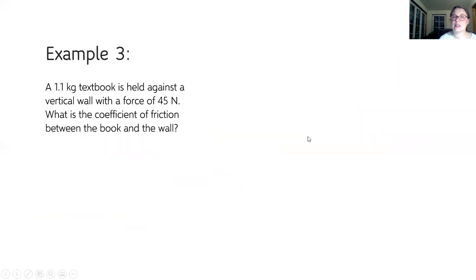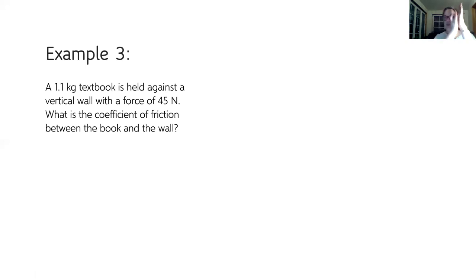All right, let's go on to a third example. Now this example really takes some thinking. It's an easy question, but it does require some thought. A 1.1 kilogram textbook is held against a vertical wall with a force of 45 newtons. What's the coefficient of friction between the book and the wall?